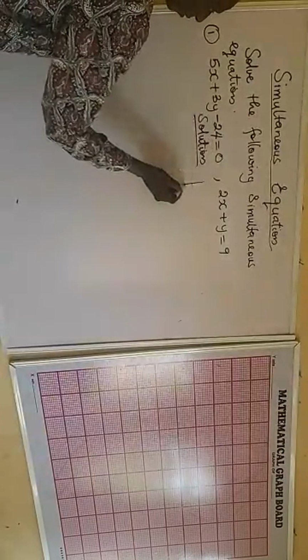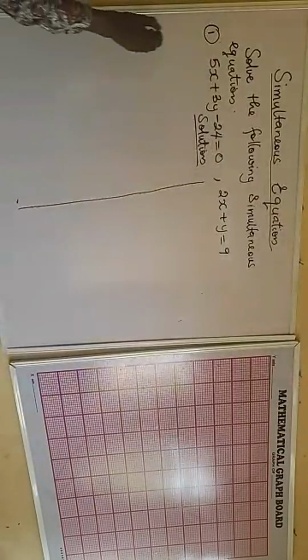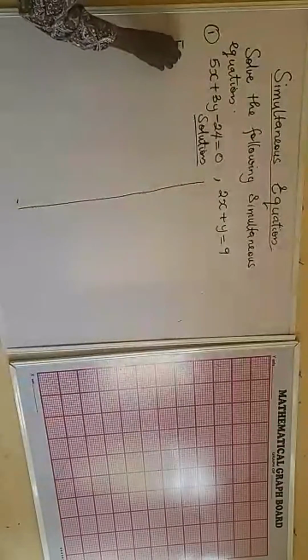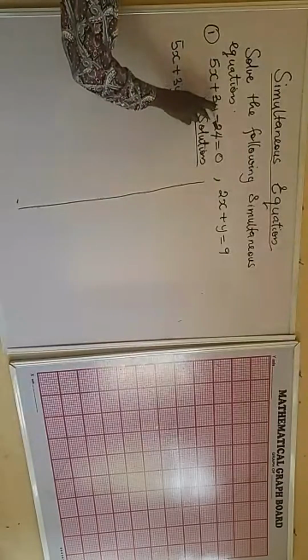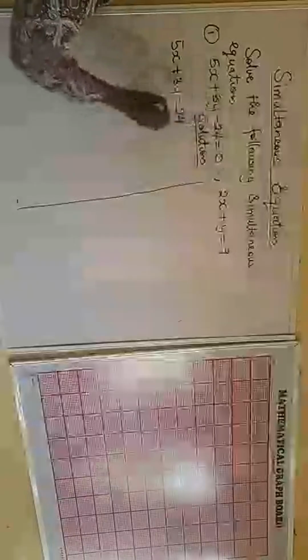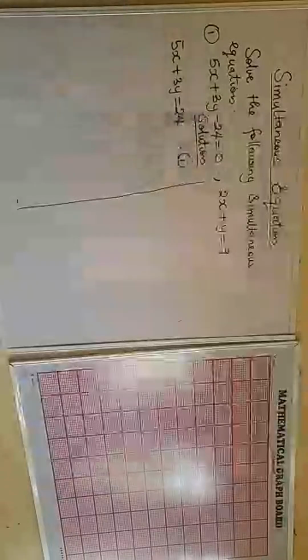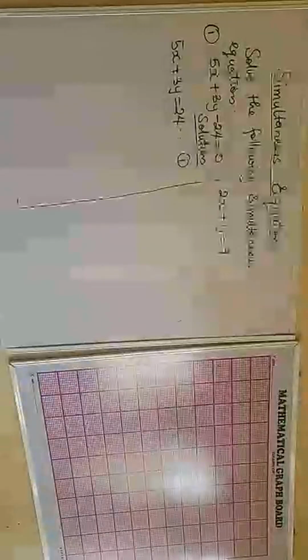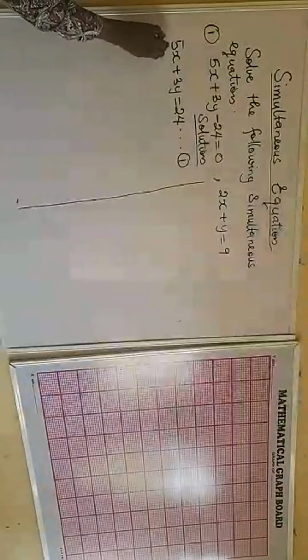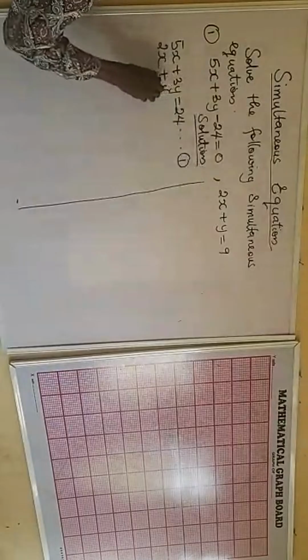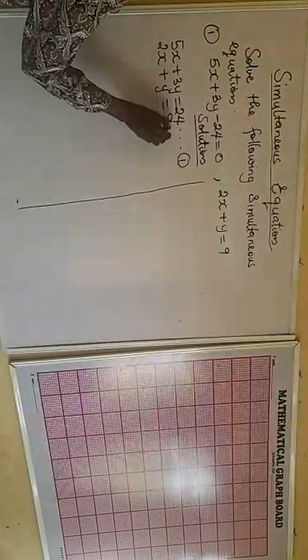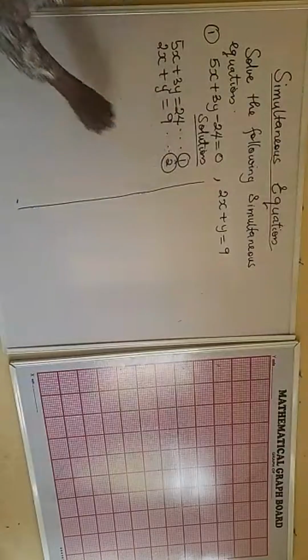All right. The first one is 5x plus 3y. When this minus 24 crosses this equal to and the 0, it is now plus 24. I will call this equation 1. So I'll bring equation 2 out, which says 2x plus y is equal to 9, equation 2.